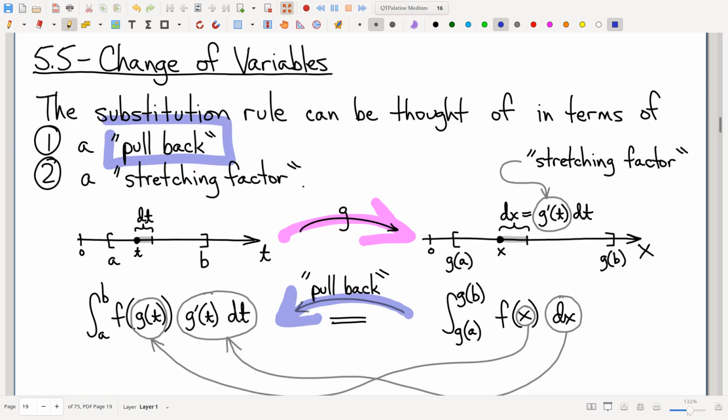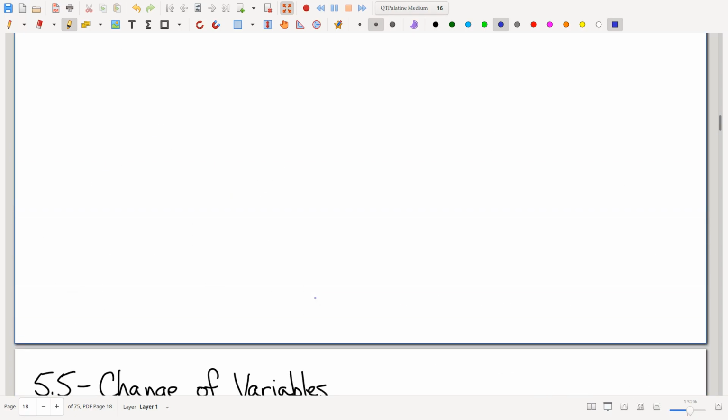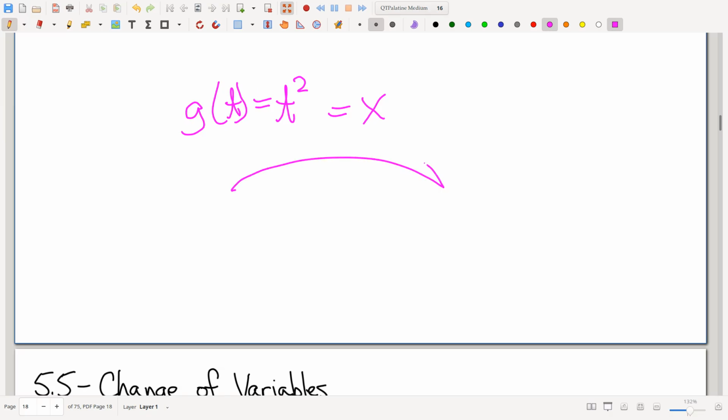Now, let me give you an example that I claim y'all have seen stuff like this before. I claim this is not creepy. Let's have x be t squared. So this is my g of t. And now I'm not going to write down an integral, but if I have the t-axis there, then g pushes points forward, giving you points on the x-axis there, right? Cool. This is how functions work.